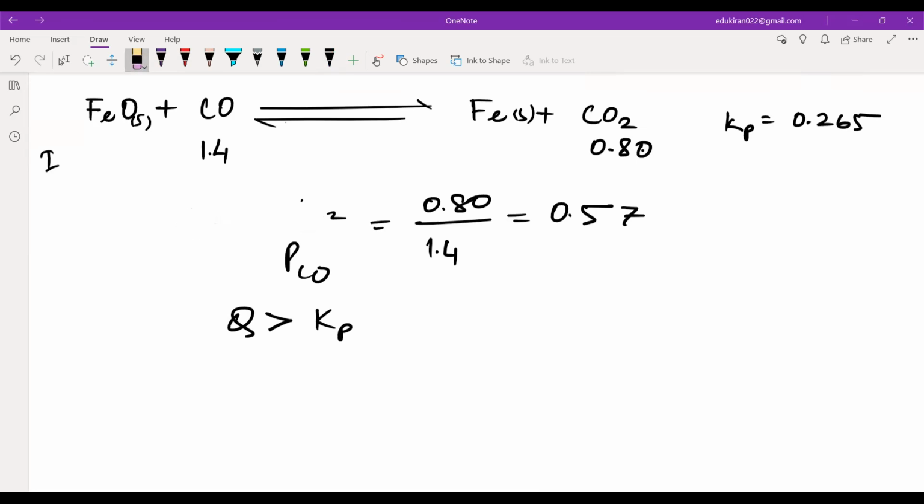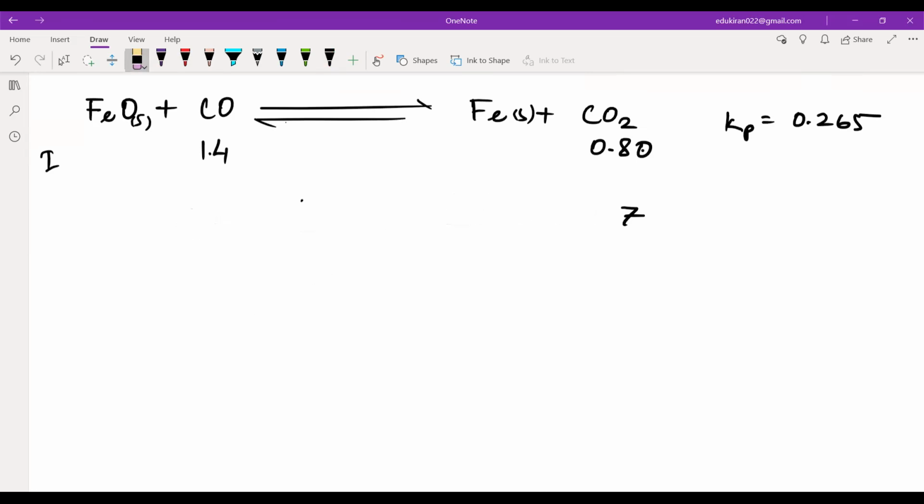This is where you have to be clever: the reaction will be backward. We have seen that much. It will be a backward reaction. Is there any other information given? No. Okay, fine. Now that means CO2 will be reduced and carbon monoxide will increase. Sorry, I said it the wrong way around. CO2 will be getting reduced, right? So here we write minus x, and here plus x.